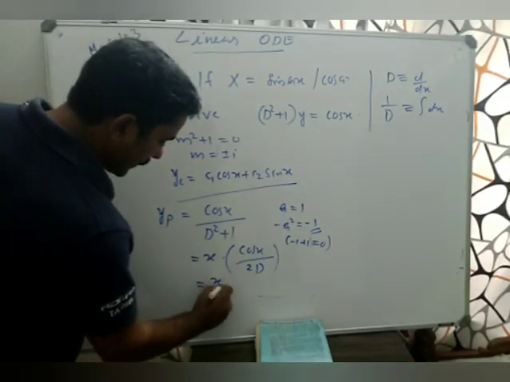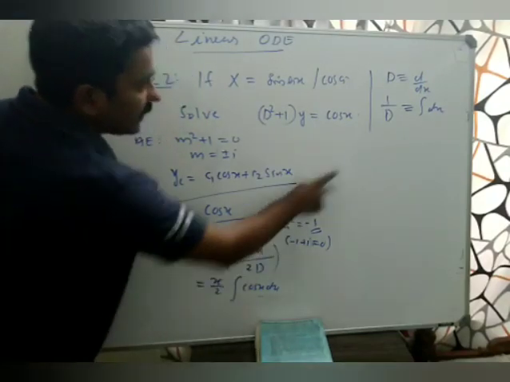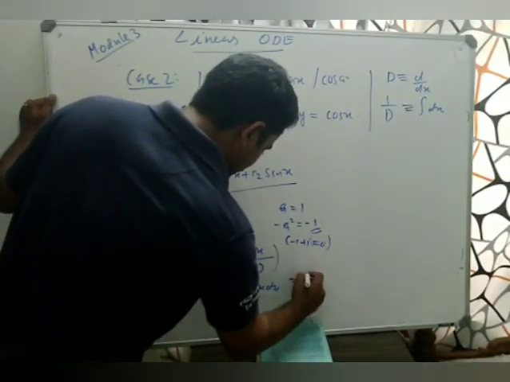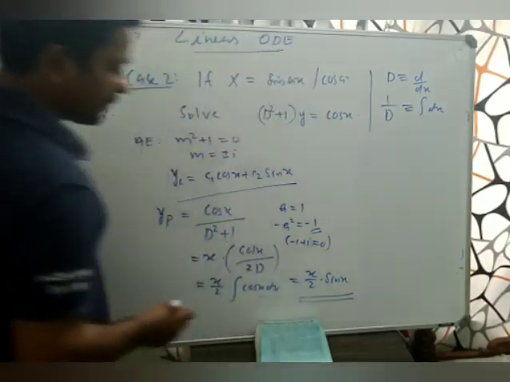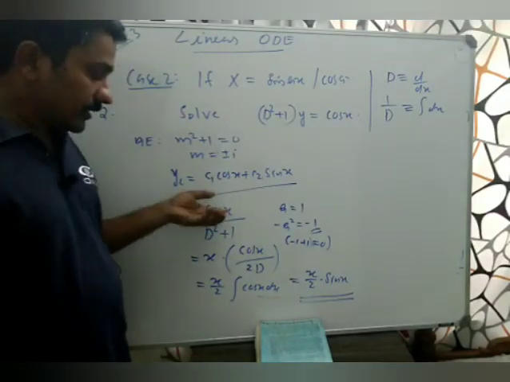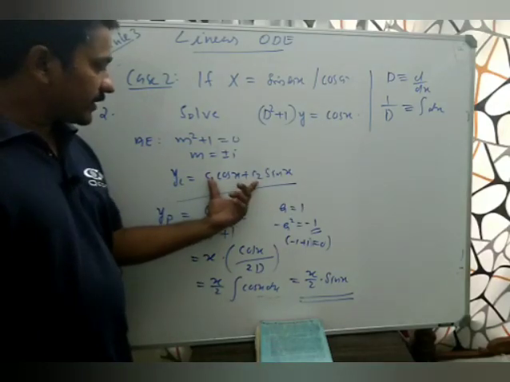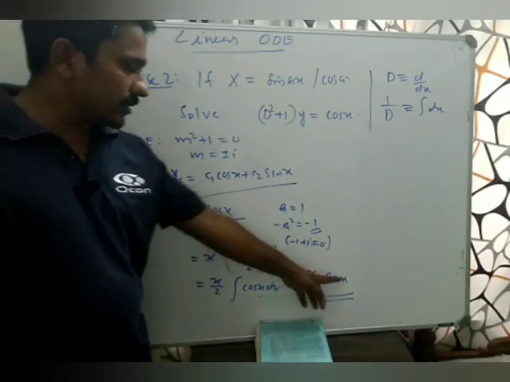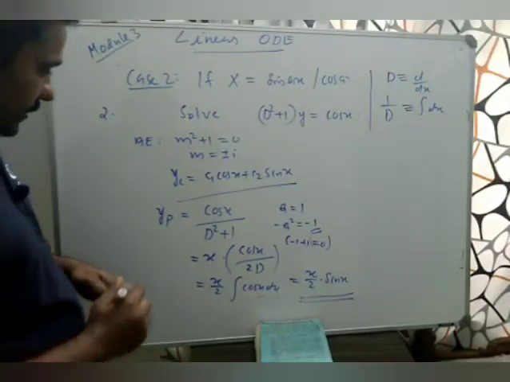2 is a constant, so x by 2 times integral cos x dx, as 1 by d is the integral operator. So integral of cos x is sin x, so x by 2 times sin x. All right, and one more thing, this particular integral does not contain any arbitrary constants, but complementary function will contain arbitrary constants. Therefore even if you find the integral, you are not supposed to add a constant here, because particular integral doesn't have any arbitrary constants.